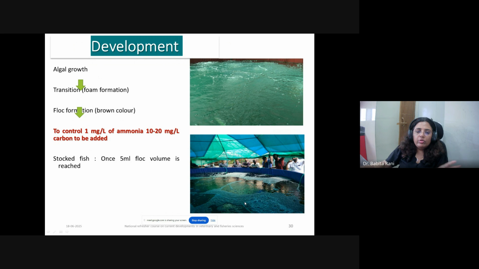To control, the thumb rule is: if 1 mg per liter of ammonia is there in the water, you have to add 10 to 20 mg per liter of carbon. That is fermented. Sugars like molasses and sugar you can add directly, glucose you can add directly. The rest of the things we have to ferment because they are not very assimilable sugars. Bacterial assimilation is easy if you are able to provide assimilable carbon.